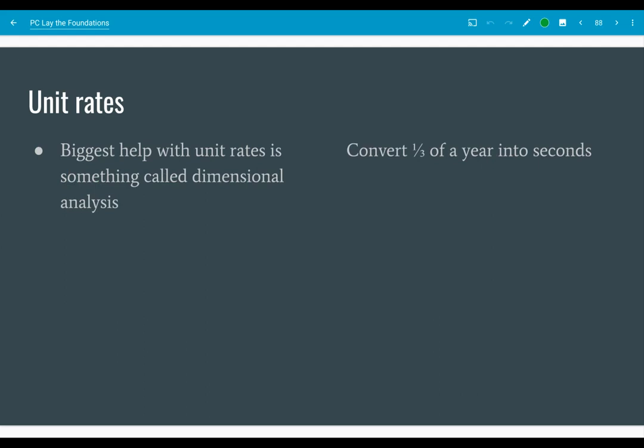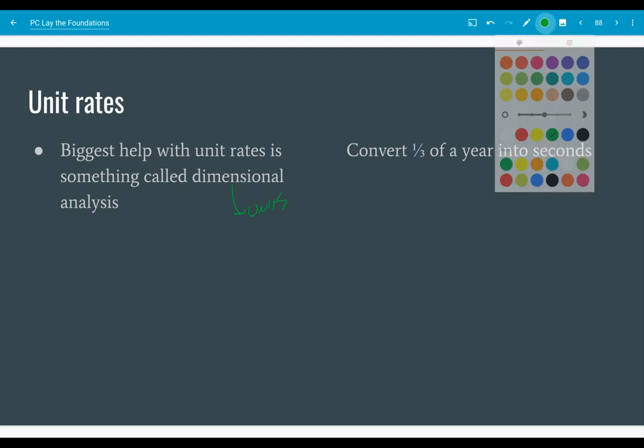Okay, the biggest help with unit rates is when we're looking at dimensional analysis. So dimensional analysis is simply looking at the dimensions or the units of something and analyzing them and how we can transform one to the other. So I want to show you the power of this.